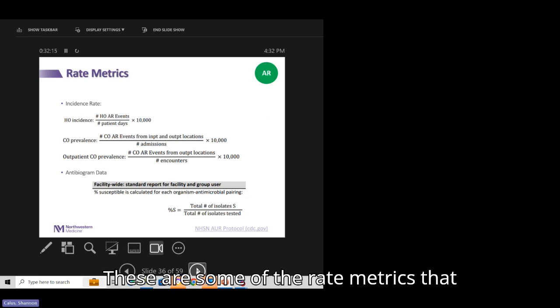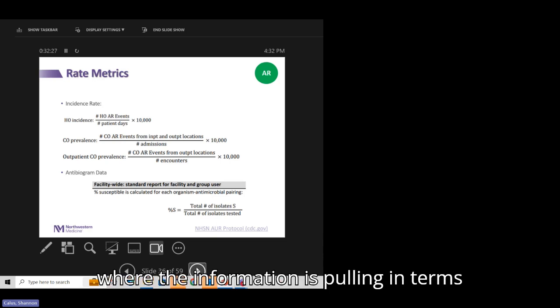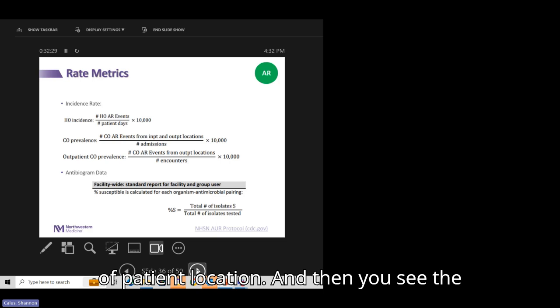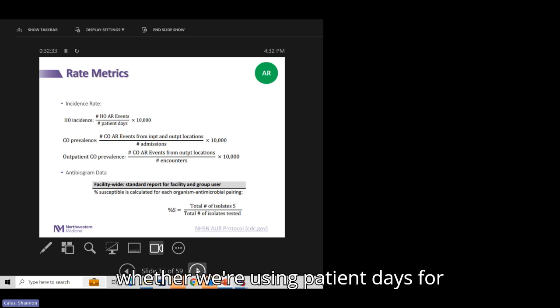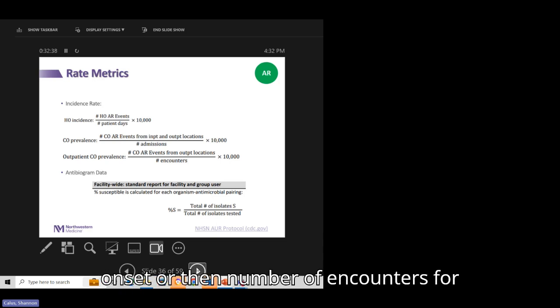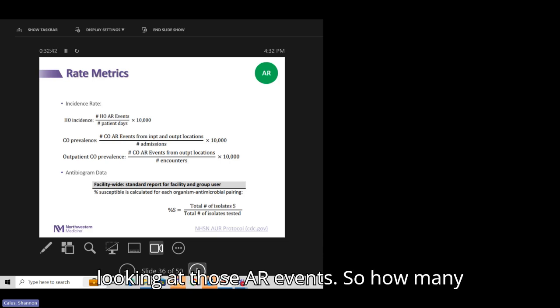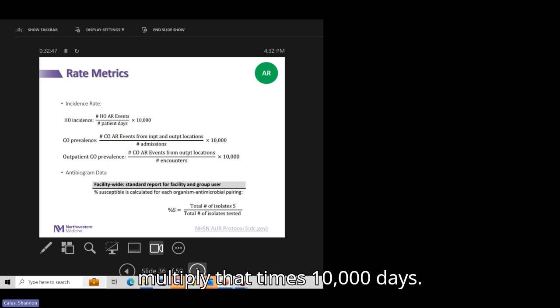These are some of the rate metrics that are also used. So we have these different standards: for hospital incidence, community onset prevalence, then outpatient community onset prevalence. It really just depends on where the information is pulling in terms of patient location. And then you see the denominators here vary slightly, whether we're using patient days for hospital onset, admissions for community onset, or number of encounters for outpatient community onset. So we're looking at those AR events, how many times those isolates show up, and then multiplying that times 10,000 days.